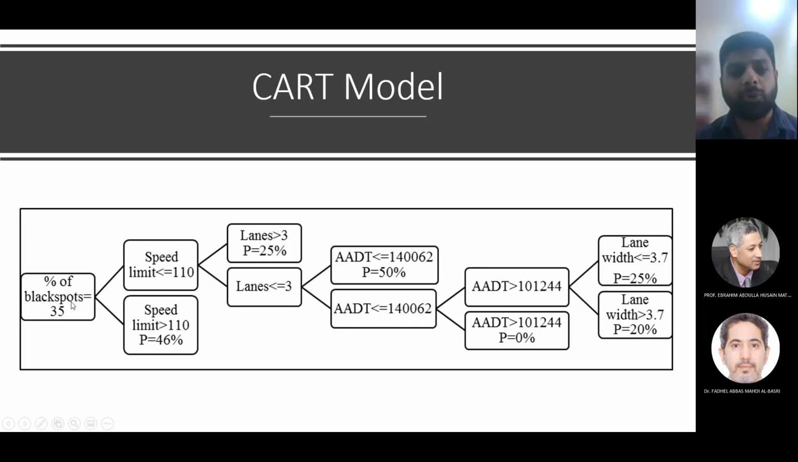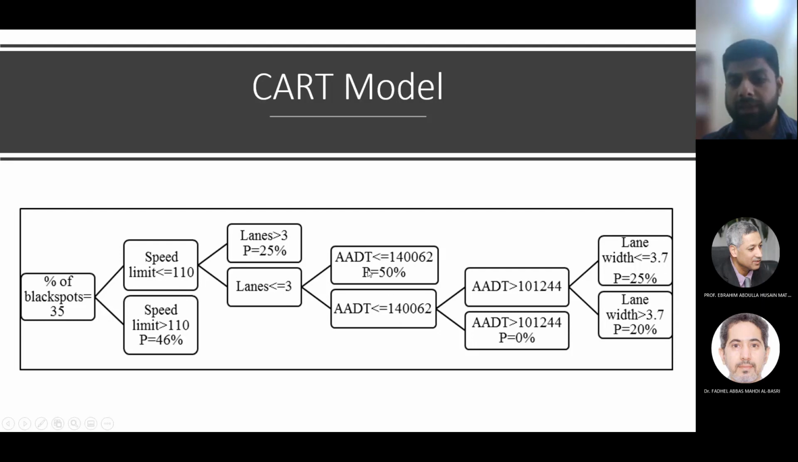Overall, the percentage of black spots was 35. So for any segment on these two highways, there's a 35% chance that it could be a black spot. If you go further, you will see that if the speed limit is 110 kilometers per hour, then the chance of being a black spot rises to 46%. Similarly, if the speed limit is lower, but the number of lanes is less than 3, and the ADT is also low, then the chance of having a black spot is up to 50%.